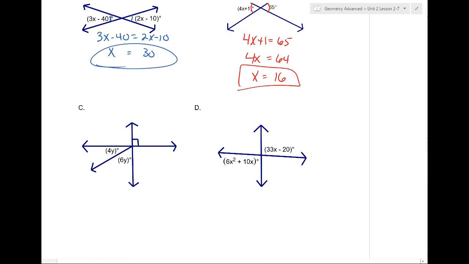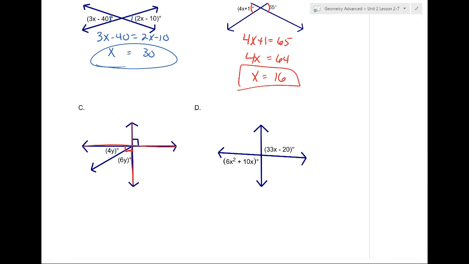Do I have a vertical angle in there? No or yes? What do you guys think? Yes. Do you guys agree with me? If that one's a right angle, doesn't this one have to be a right angle because I'm using these two lines? So how would I solve for y then?